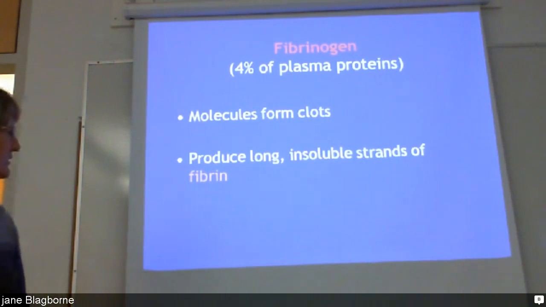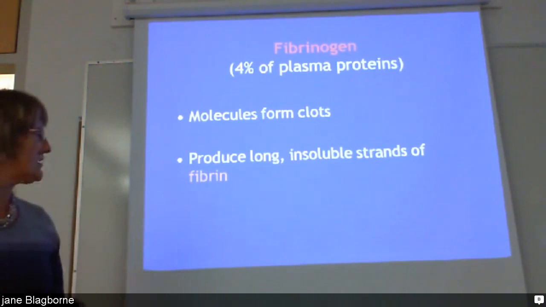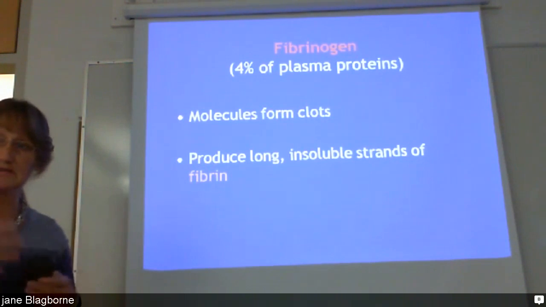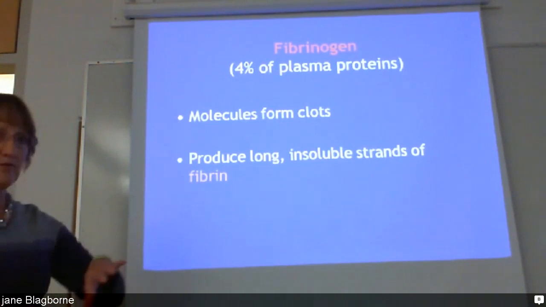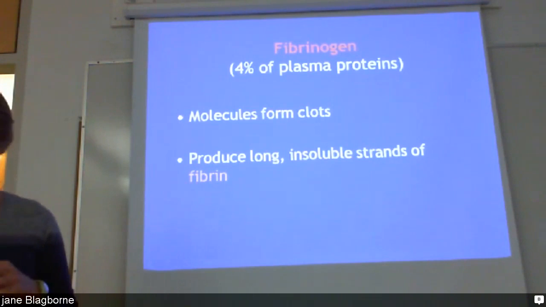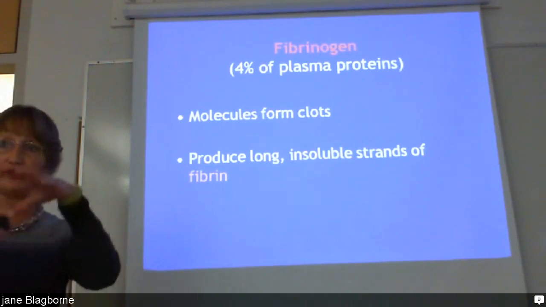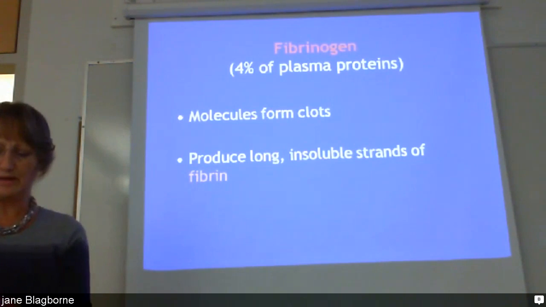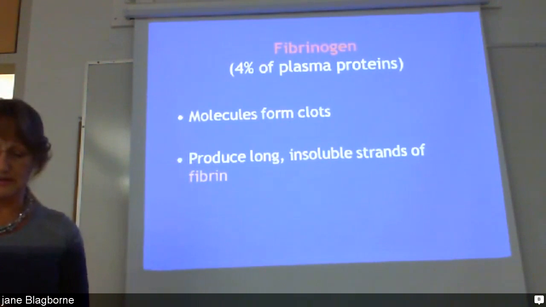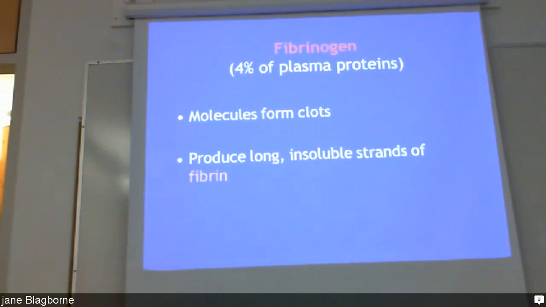So the fibrinogen strands come in and make a mesh so they can catch the blood cells. And then later on it forms the clot. And I did give you a handout for the bone, which has a lot more information about this.